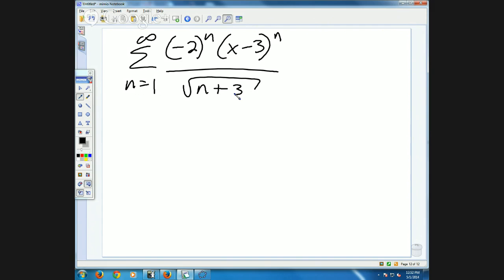Sometimes it's not. The center is 3. Excellent. Write that down right away. Center is 3. So now we just got to hope for a radius. What are we going to do to try to find a radius?